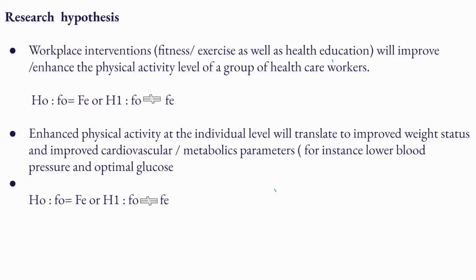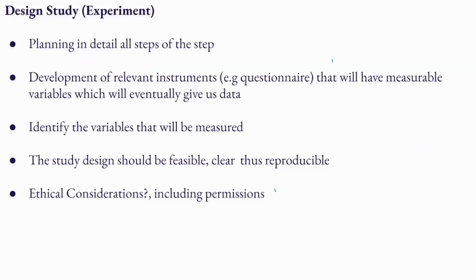Okay, so the physical activity level of a group. In this case, you begin to know when we should accept H naught and when we should reject H naught, and the enhanced physical activity. When we have an enhanced level of physical activity at the individual level, will it improve the weight status? In this case, should we accept H naught or reject H naught?